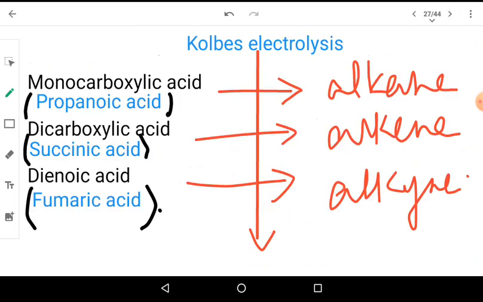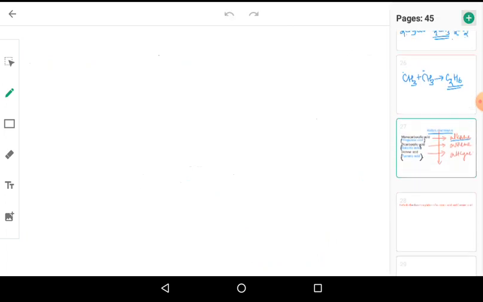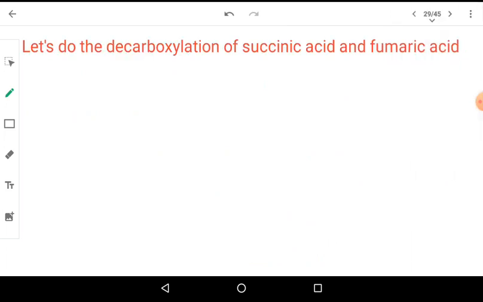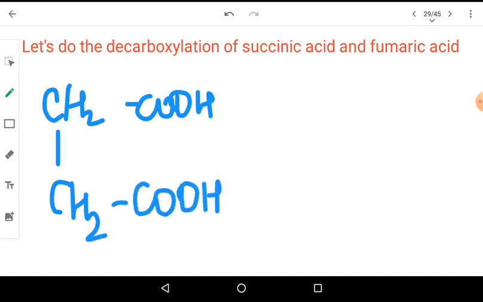Now let us take a flowchart to understand Kolbe's electrolysis in a little more elaborate way. If we have a monocarboxylic acid like propanoic acid, we will get alkane on carrying out the Kolbe's electrolysis. But if we have a dicarboxylic acid like succinic acid, let us take it out. What is happening when we have succinic acid? So in the case of succinic acid, we have COOH, CH2, CH2, COOH. This is the formula for succinic acid.